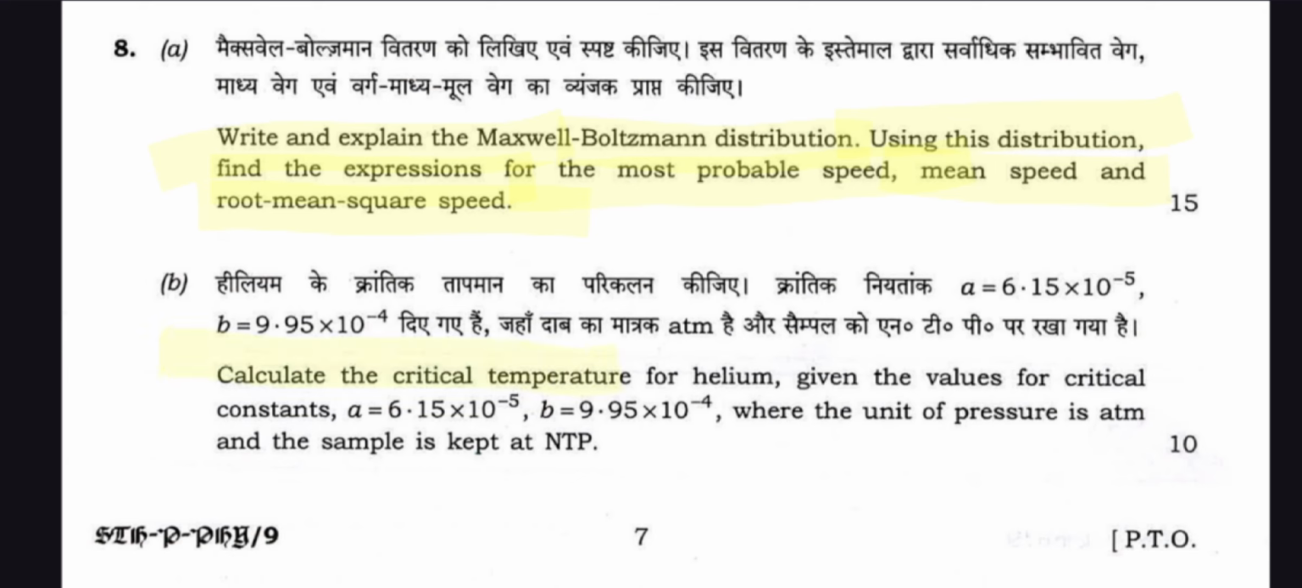Calculate the critical temperature of helium. Given the values of the critical constants a equal to 6.15 into 10 to the power minus 5 and b equal to 9.95 into 10 to the power minus 4, where the unit of pressure is atm and the sample is kept at NTP.